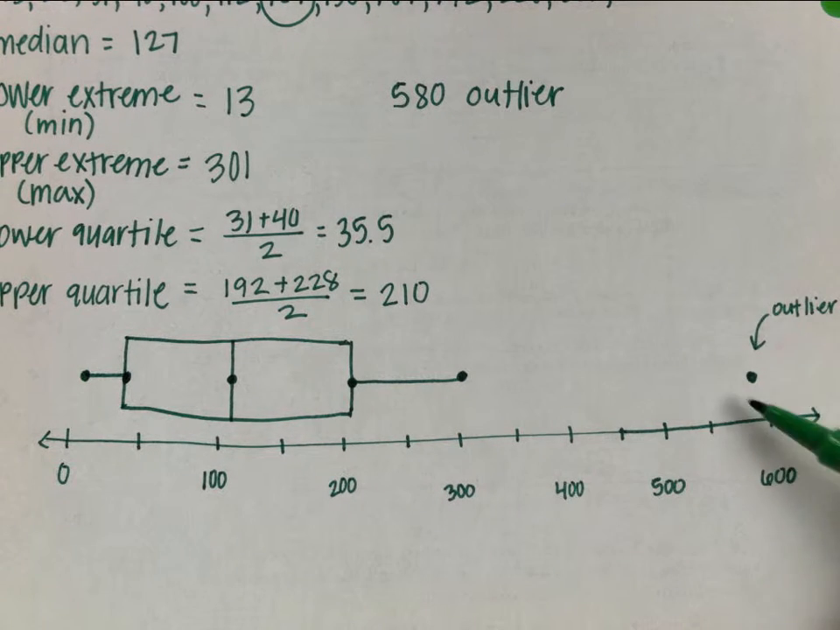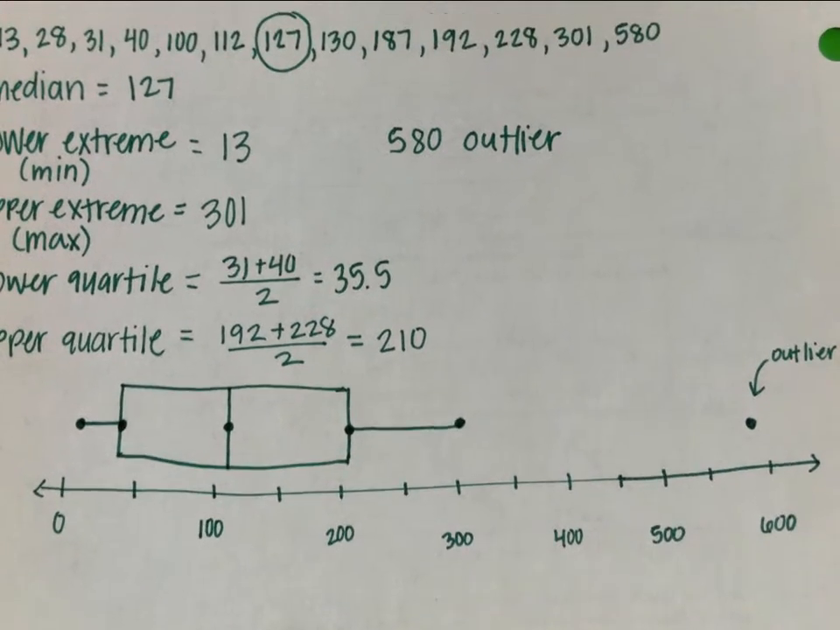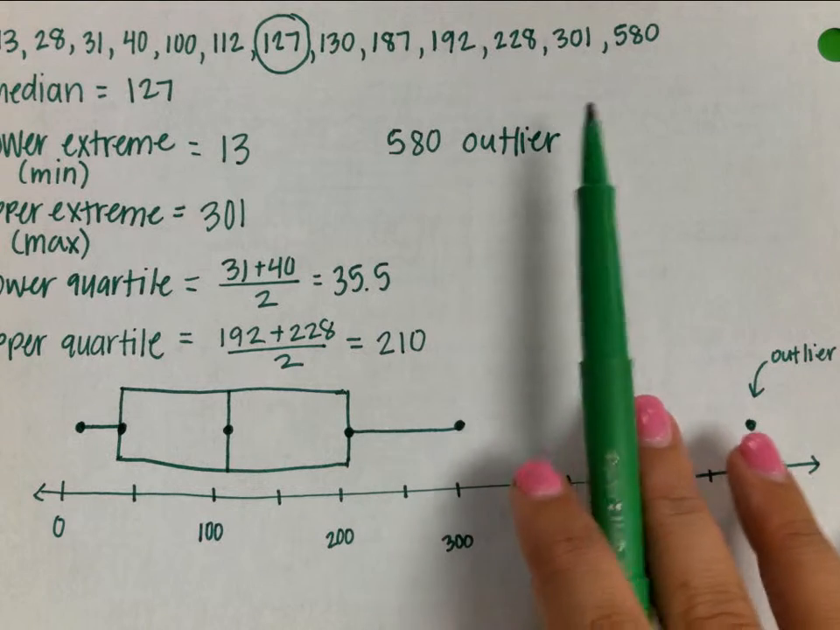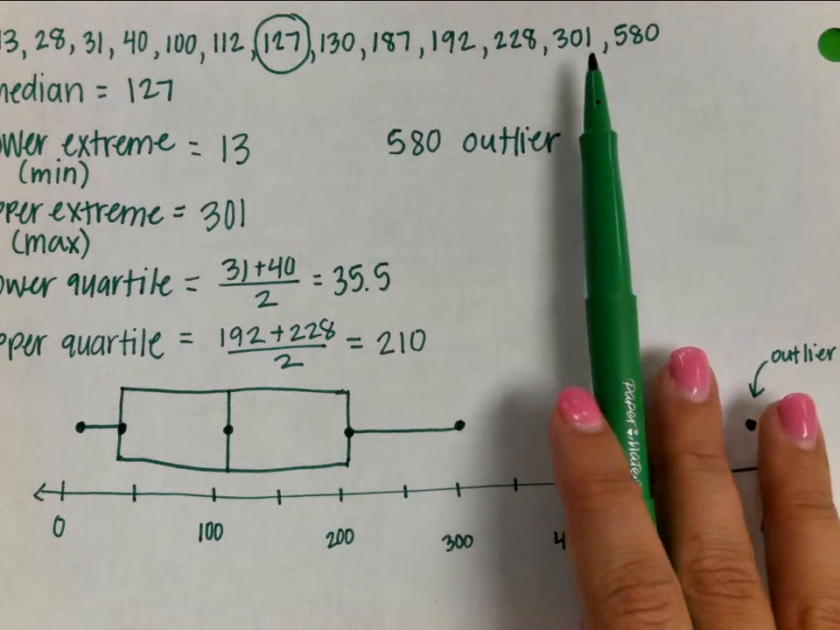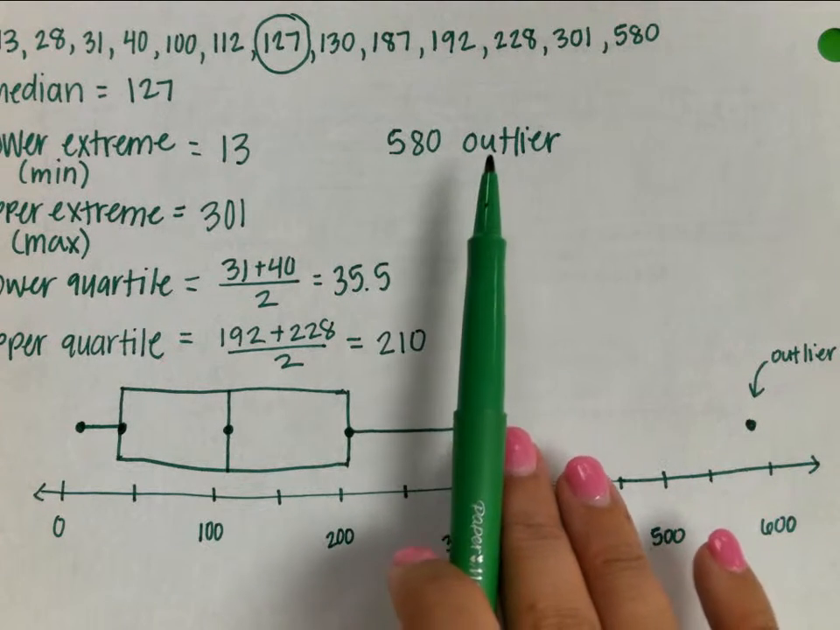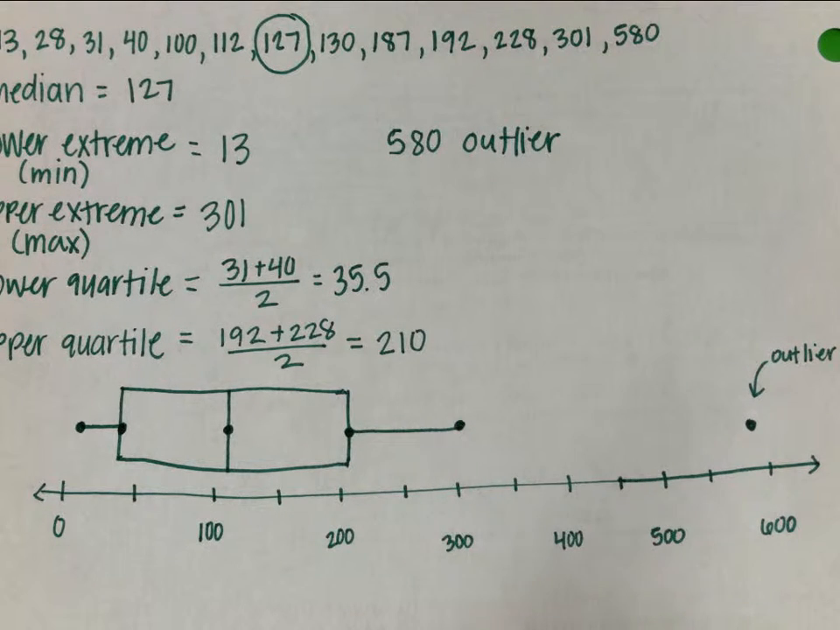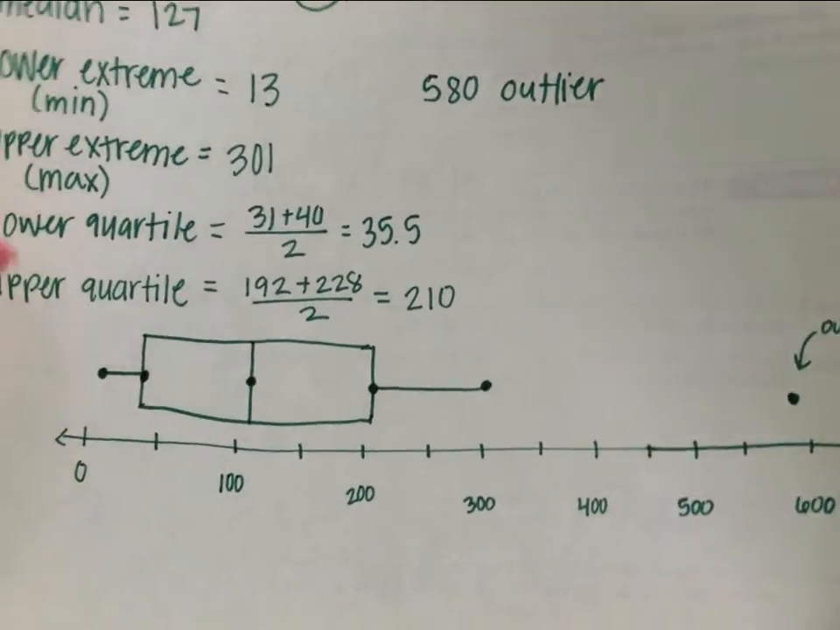It's an outlier. Yeah. Remember, it's a number that sticks out. So remember when I'm looking at my numbers up here, from when I go from 301 to 580, there's a huge gap. So that's how I know it's an outlier. It's called a what? Outlier. Right there. O-U-T-L-I-E-R. All right, so that is part A.